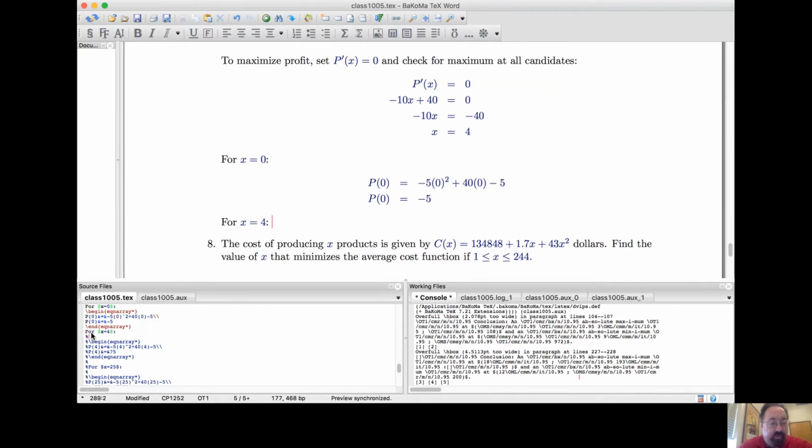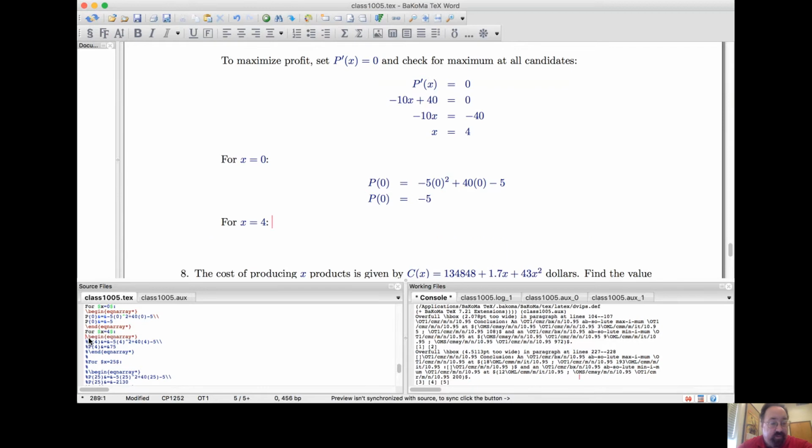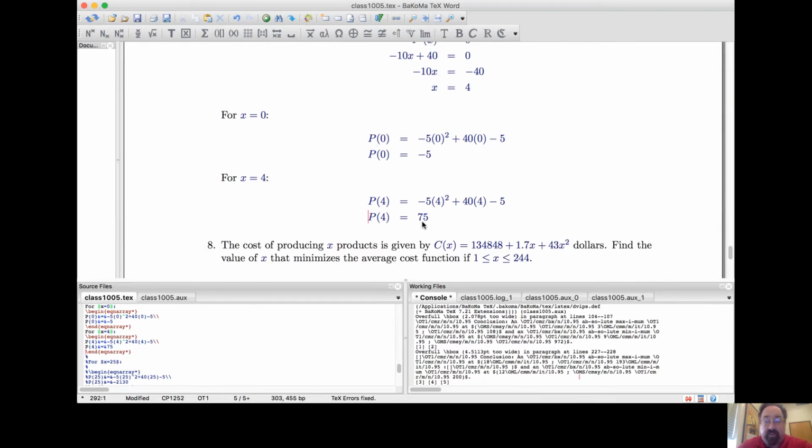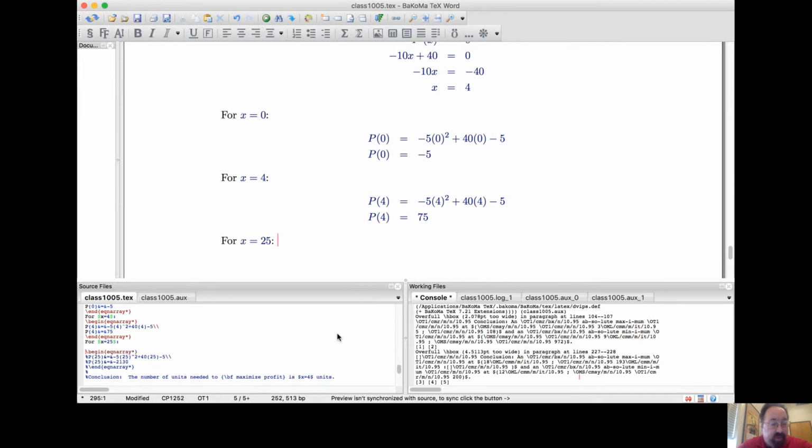And then you substitute in the critical point, x equals 4. See what profit we get in that case, so 75. So far, this is the largest value. And then we substitute in the right endpoint, x equals 25.